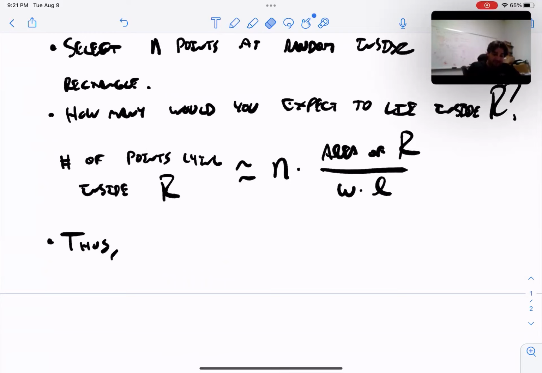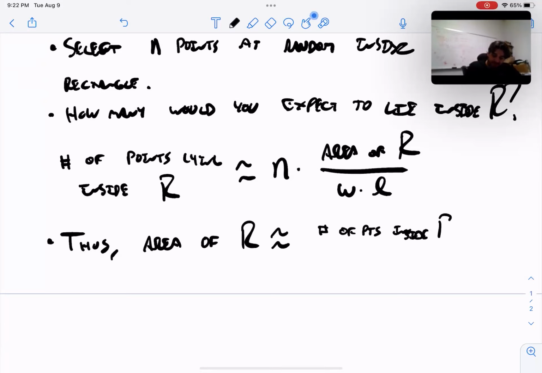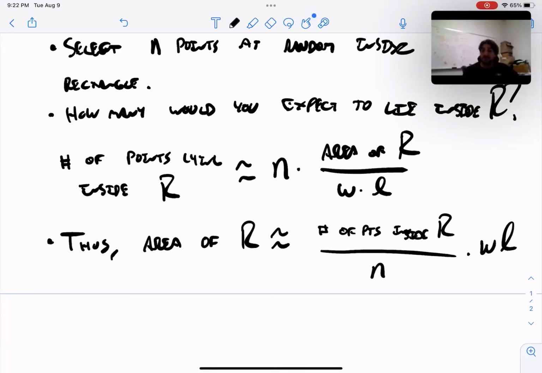This gives you a way to estimate an area. Remember, integral represents area, right? So if you just multiply the W times L over to the other side and divide by N, what do you get? You get an estimate, right? The area of R should be roughly what? It should be the number of points inside R divided by N times the area of the rectangle, WL, right? I multiplied over the WL and I divided by N. So that's a way to approximate the area of a region, right?